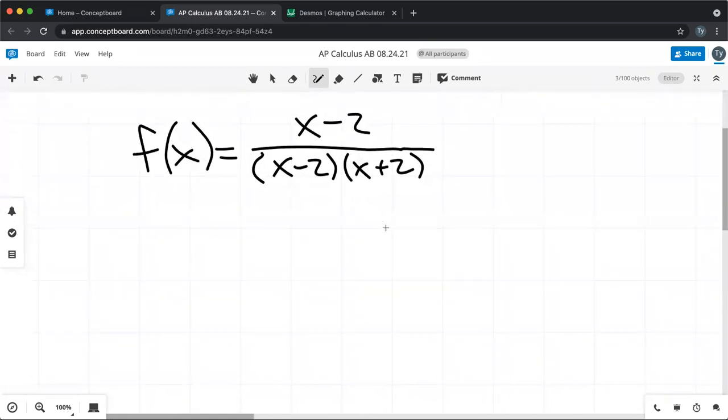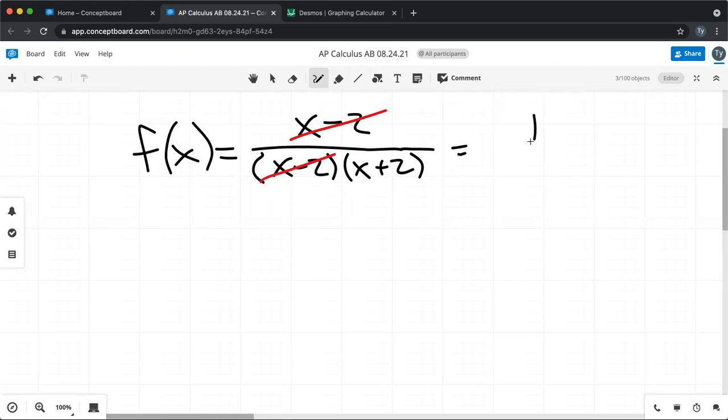So our first step is going to be determining the holes. Every time we have a rational function where we have some polynomial on top and polynomial in the denominator, we need to find the holes first, if there are any. And as we see, we can make a cancellation here, right? So we can cancel out x minus 2 from both the top and the bottom. And when we do that, we're left with 1 on top.